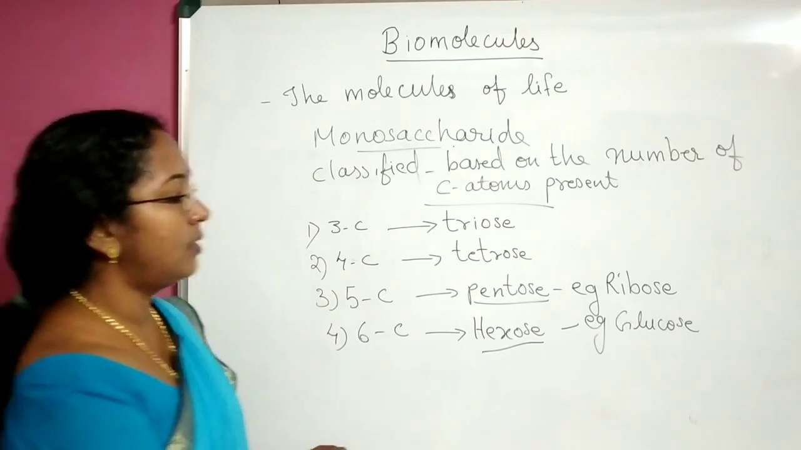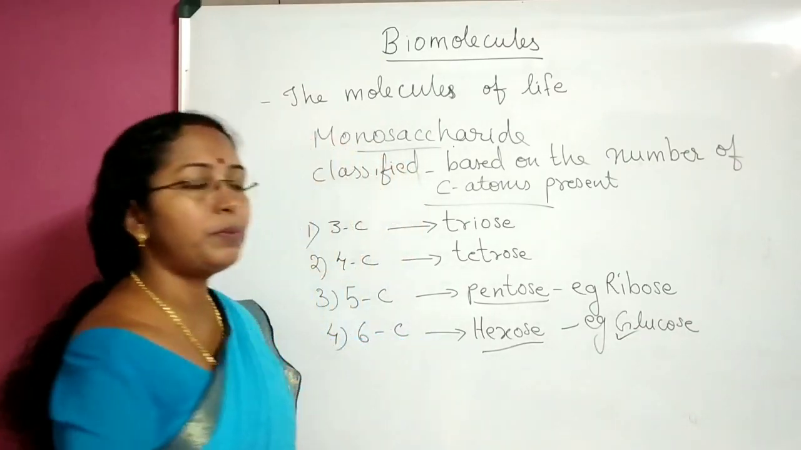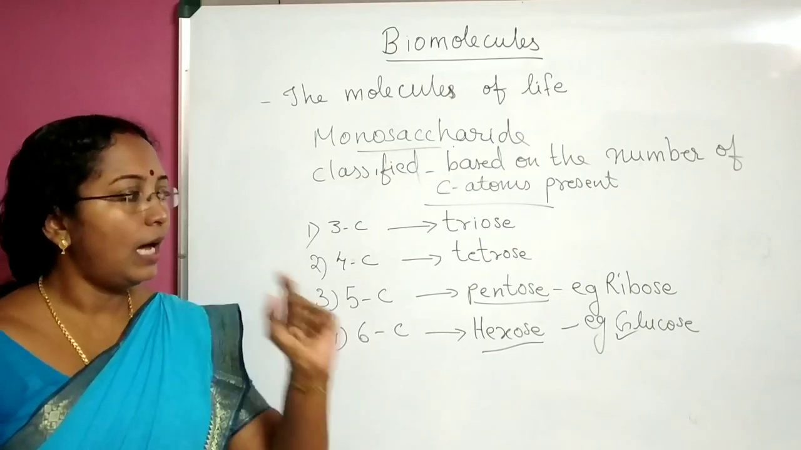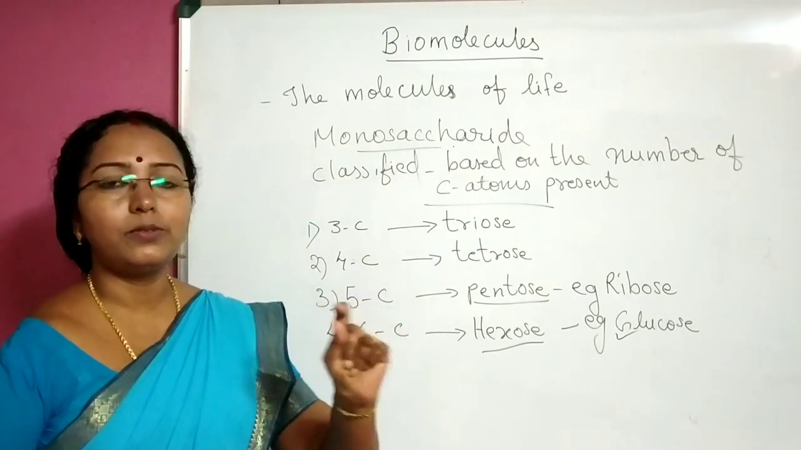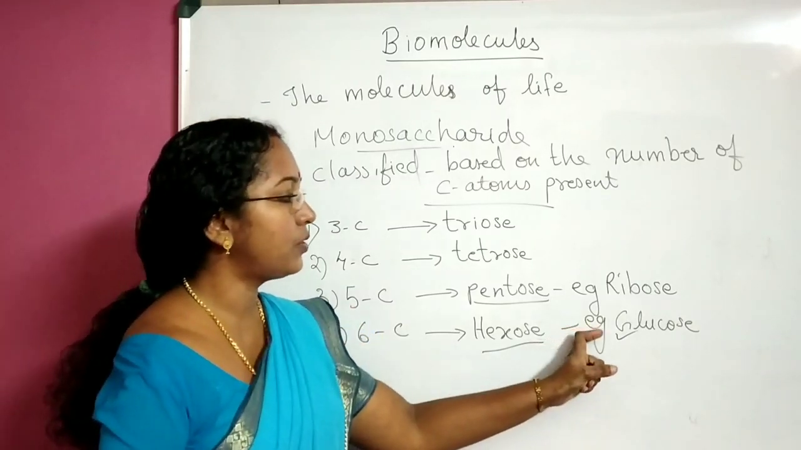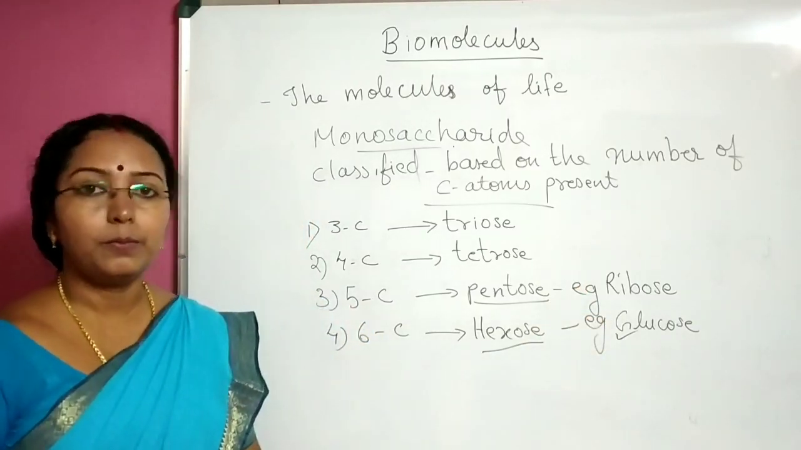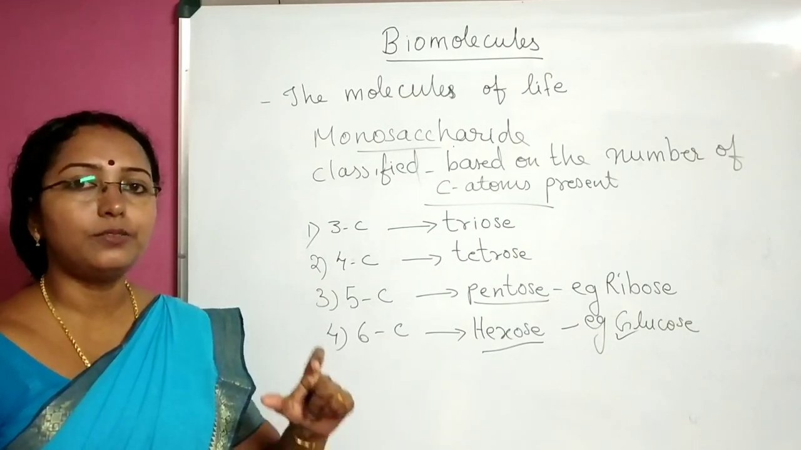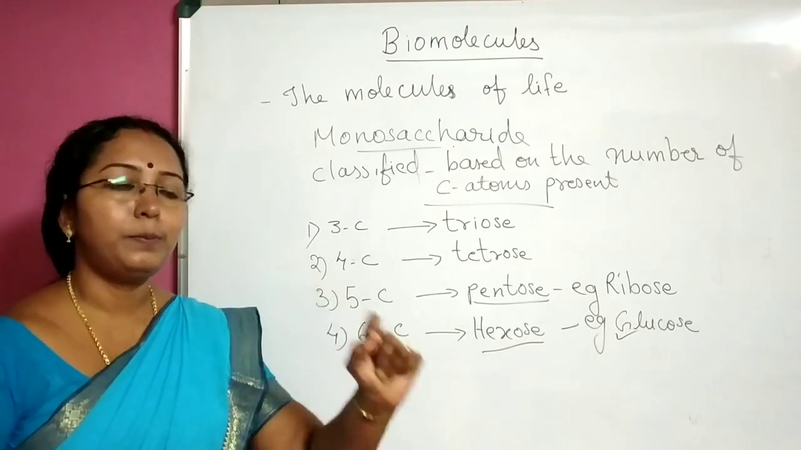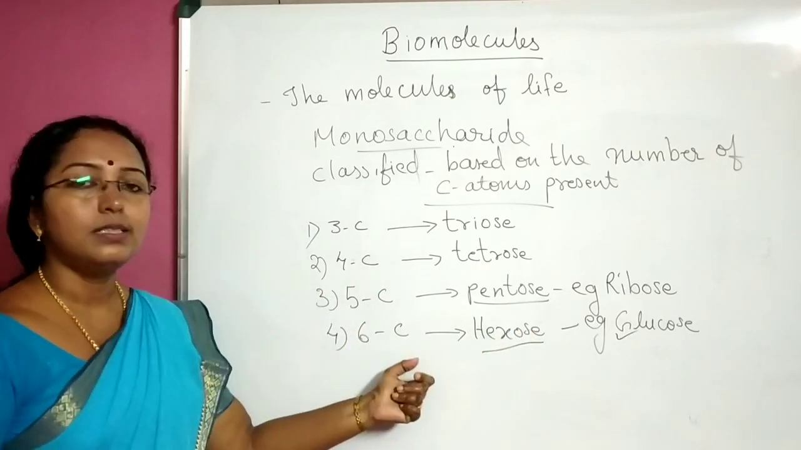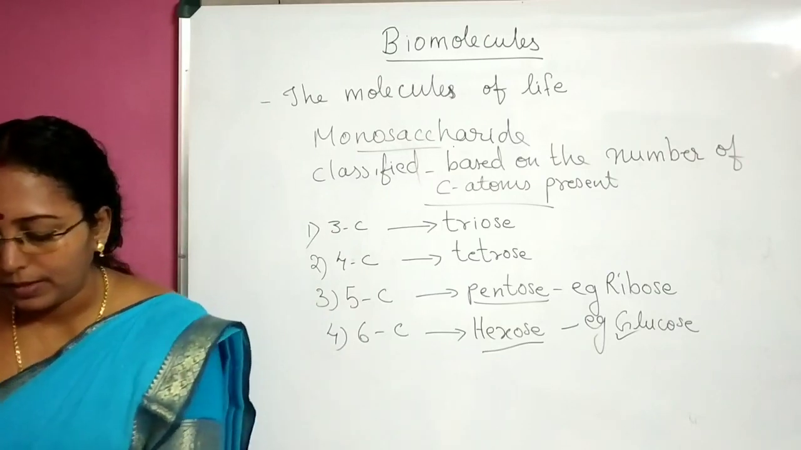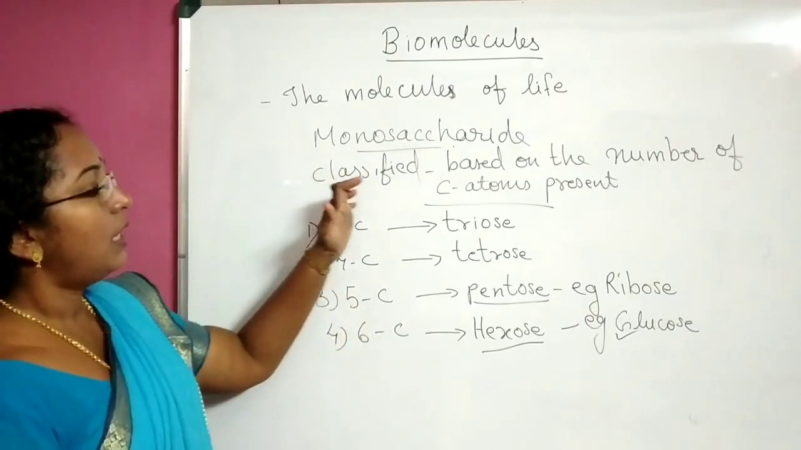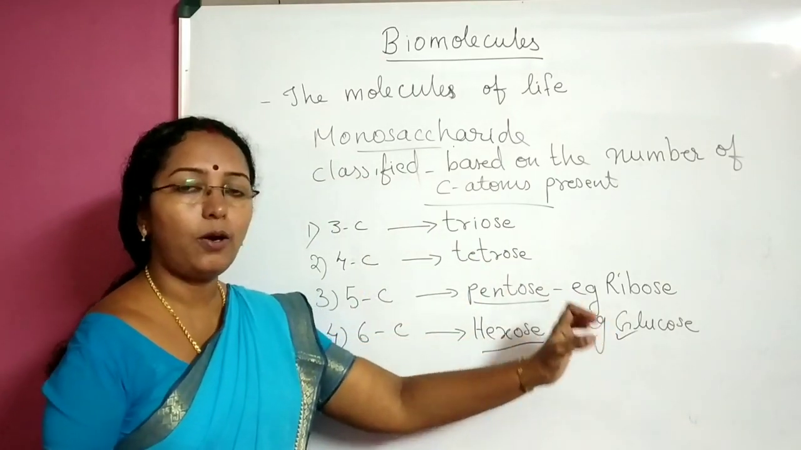Now let's learn how to draw the structure of this particular glucose. Small structures we will learn. As far as your plus 1 plus 2 is concerned, you have to learn the structure of glucose and ribose. So first let's understand the structure of glucose. To understand that, keep it in mind, glucose is having 6 carbon atoms in it. Now I'll tell you the structure of glucose. I'll draw and I'll show to you.